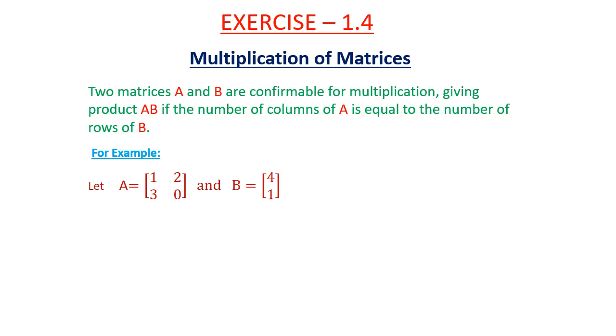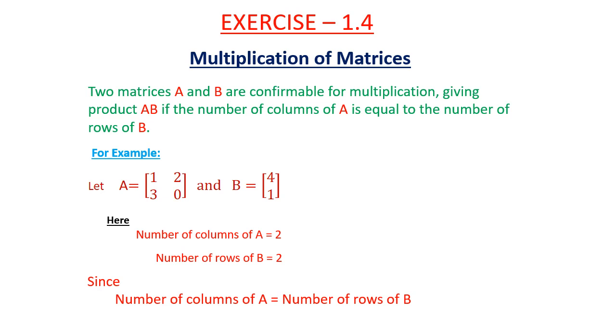For example, suppose we have two matrices A and B. The number of columns of A is equal to 2 and the number of rows of B is also equal to 2. Since the number of columns of A is equal to the number of rows of B, matrices A and B are conformable for multiplication.